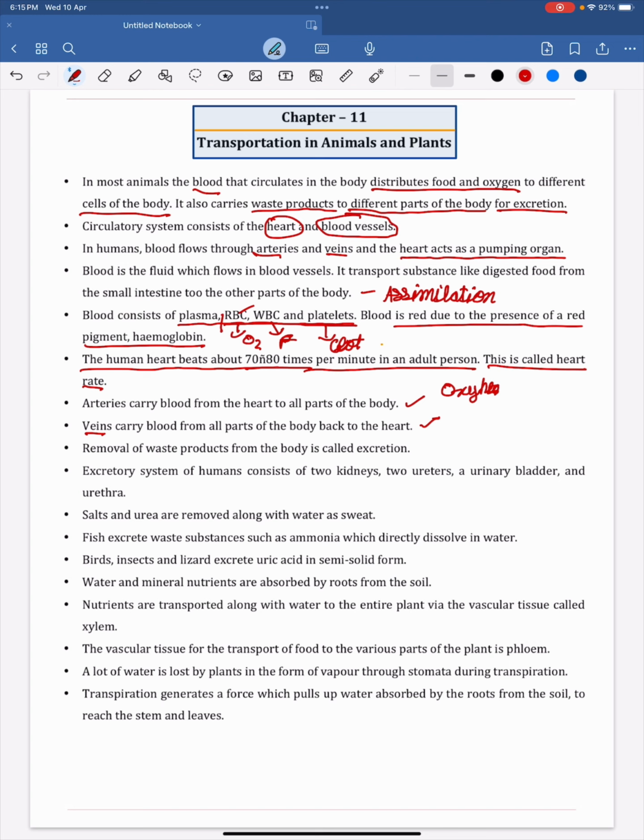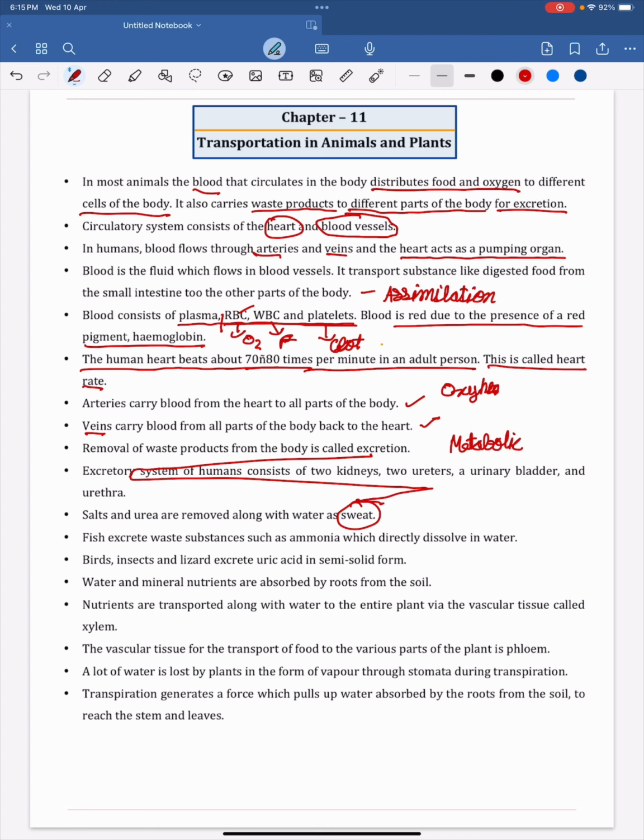So these wastes are specifically metabolic wastes. Metabolic wastes are secreted by the metabolism that takes place throughout our body. The excretory system of humans consists of 2 kidneys, 2 ureters, a urinary bladder, and a urethra. Yes. Salts and urea are removed along with water as sweat. Sweat is also a kind of excretion.